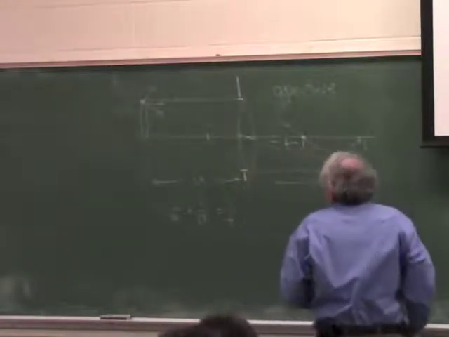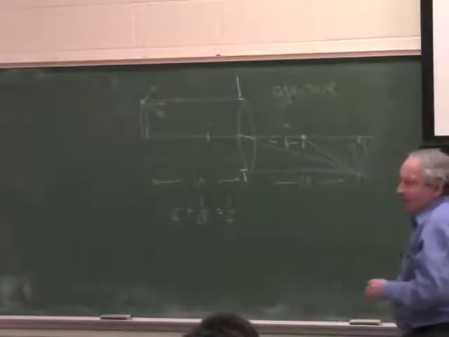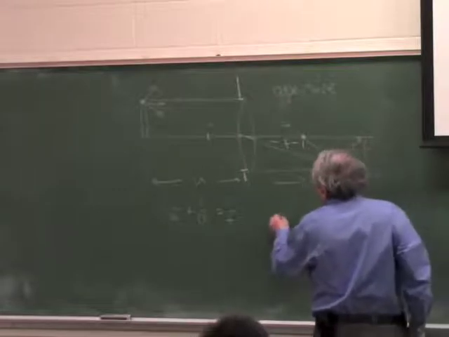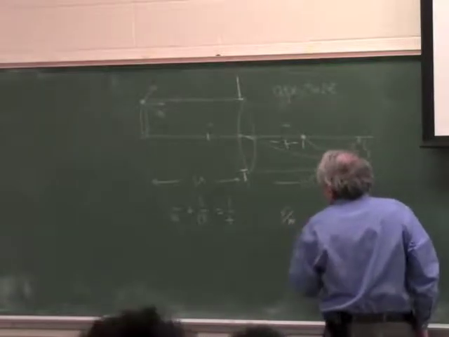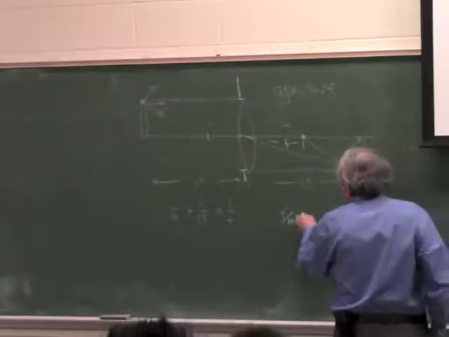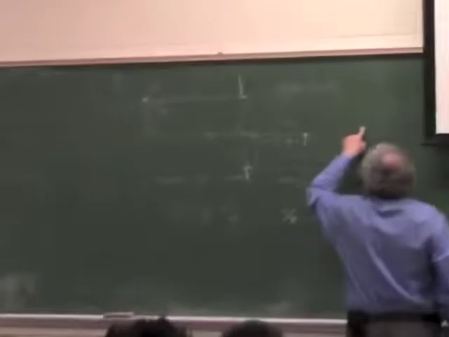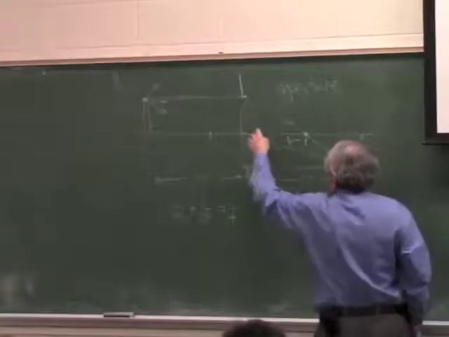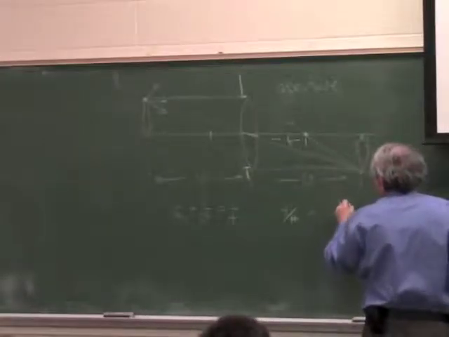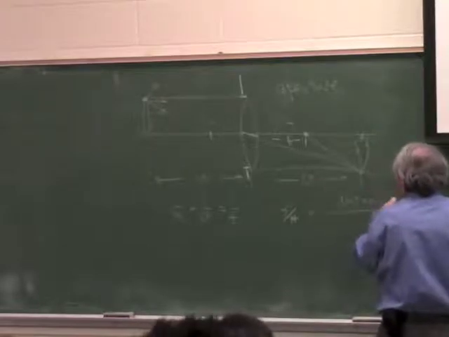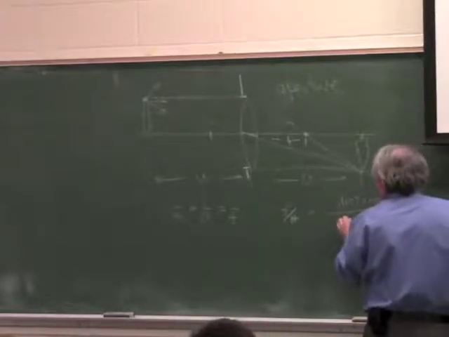So I mentioned that a good parameter which affects things in a lens is what's called the f number, same as in your camera, and that's the distance to the image divided by the aperture. So in this case it will be v divided by the aperture.